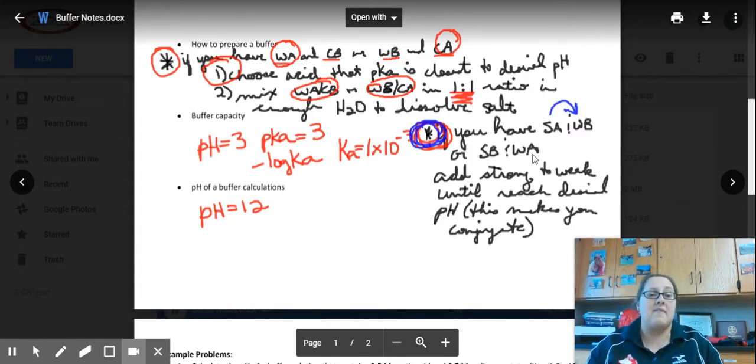If I have the weak acid portion, I need to make the conjugate base, right? Well, in order to make the conjugate base, what I'm going to do is add strong base to that weak acid until I have reached my desired pH. And as I'm adding my strong base to my weak acid, what I'm making there is my conjugate base part. Okay, so this is how we prepare buffers. It depends on what you are given, and they do ask this in free response, so we've got to make sure we know how to justify that.